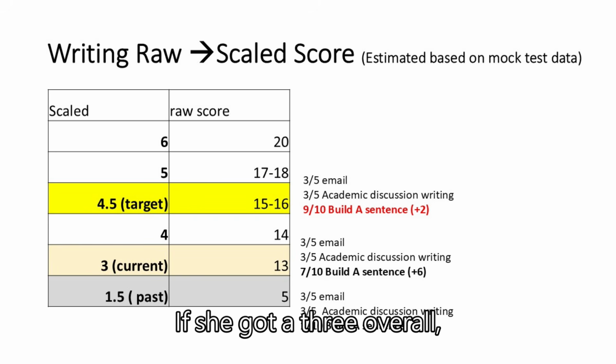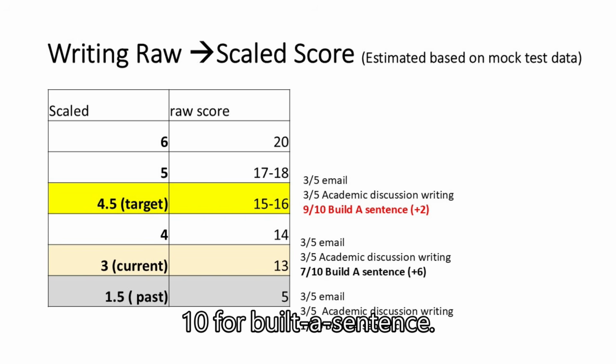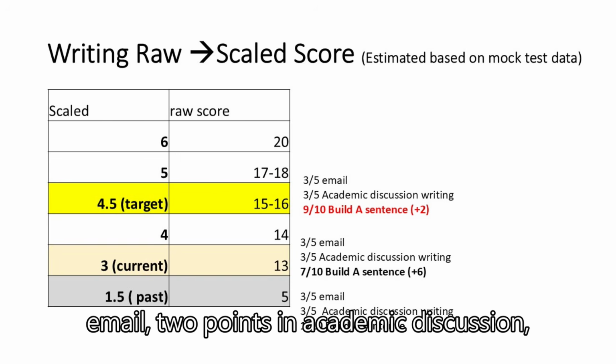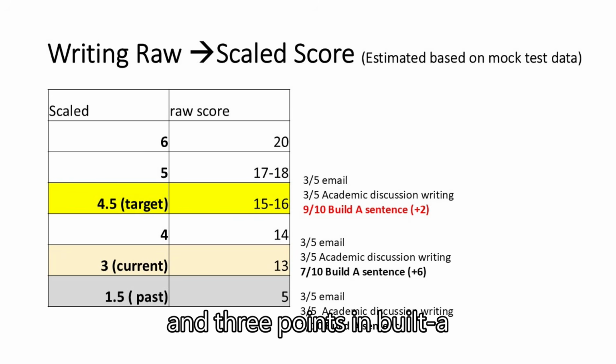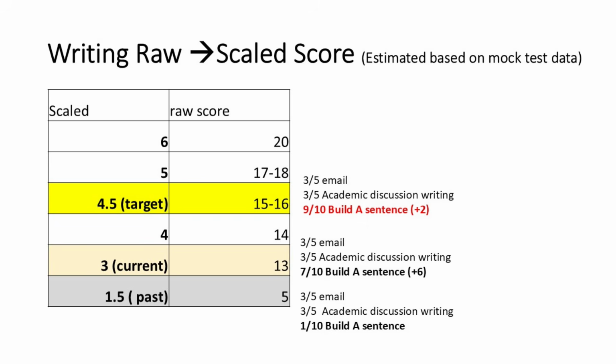If she got a 3 overall, that's about a 13 raw score. Now, let's break it down. Email, 3 out of 5. Academic discussion, 3 out of 5. That leaves about 7 out of 10 for build a sentence. So she's losing 2 points in email, 2 points in academic discussion, and 3 points in build a sentence. So what's actually happening? It's not just writing, right? Build a sentence is still dragging the score down.